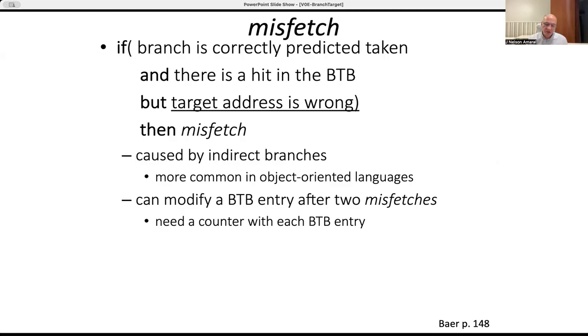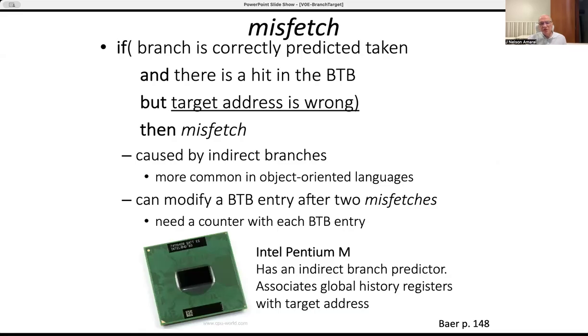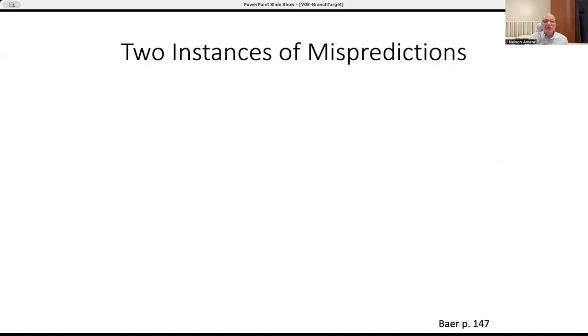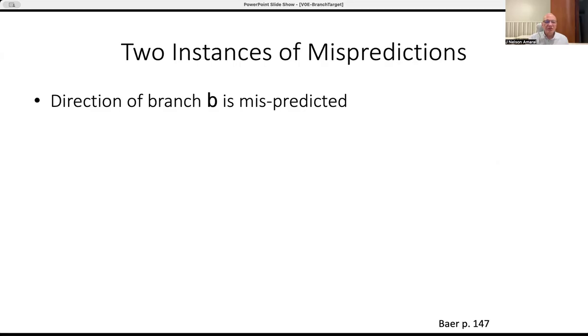Again, it's to avoid this situation where a branch most of the time goes to one target and then sometimes only goes to a different target. This is similar to the misprediction of branches at the end of an inner loop that we studied before. The Intel Pentium M has an indirect branch predictor, and it associates global history registers with the target address. There are two instances of mispredictions that we have to consider.